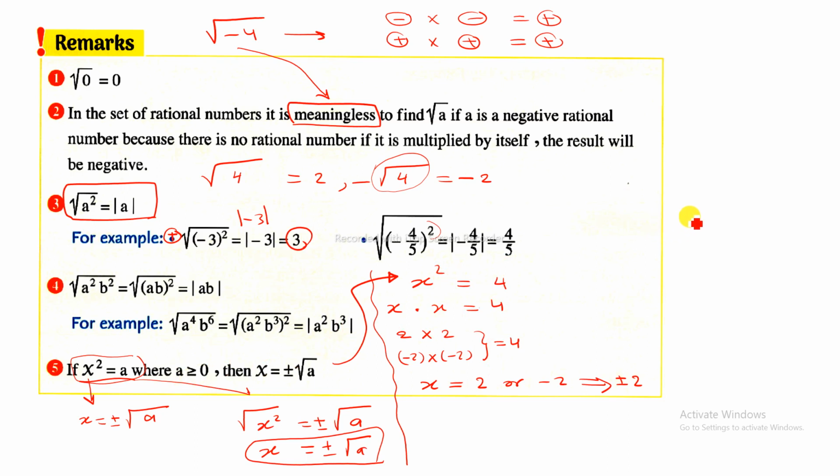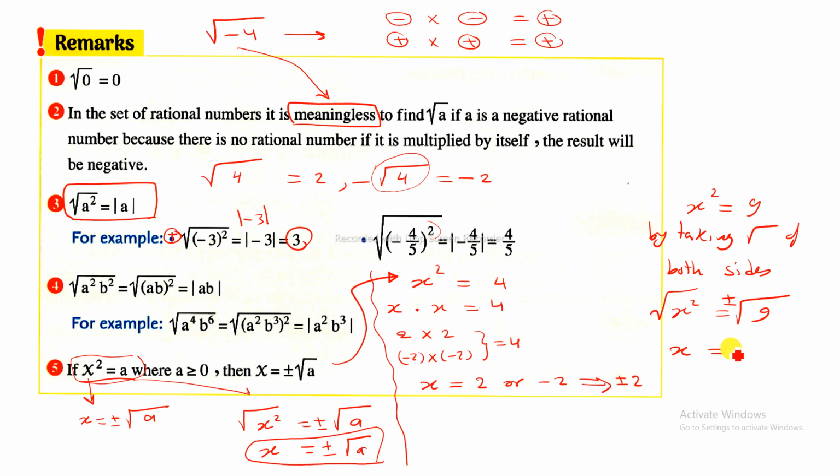When you have the equation x power 2 is equal to 9, you write: by taking the square root of both sides. Here x power 2 equals 9, we take the square root of both sides. On the other side we write positive or negative, because we know x power 2 has 2 values. So x is positive or negative square root of 9, which is 3.